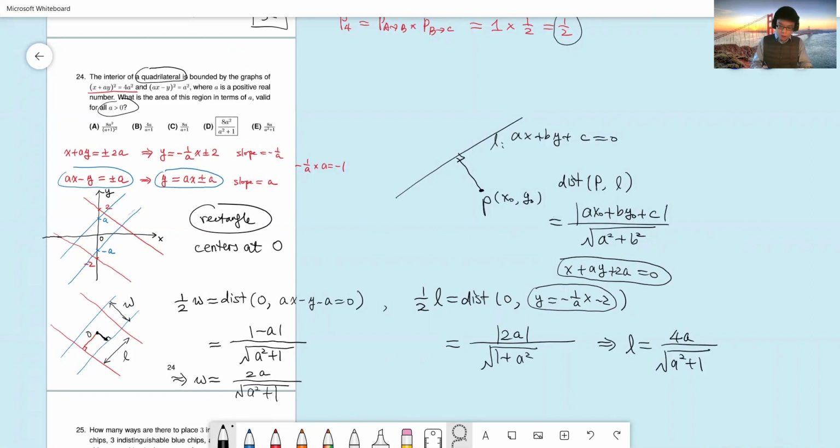Now we can finally express the area. Area equals the length times the width. That gives 8a squared over a squared plus 1. And the answer here is D.